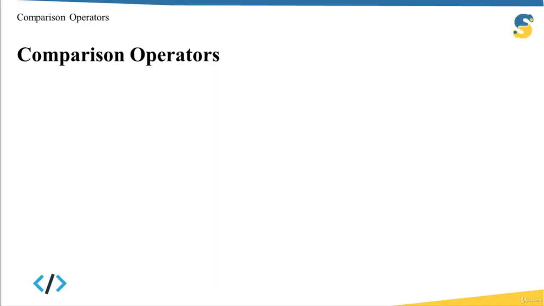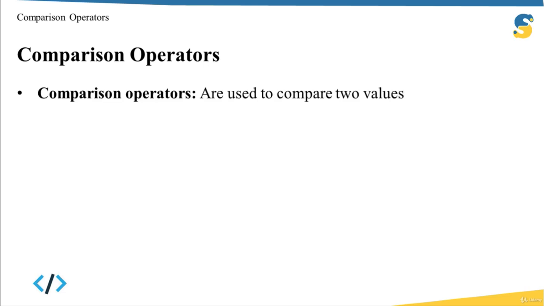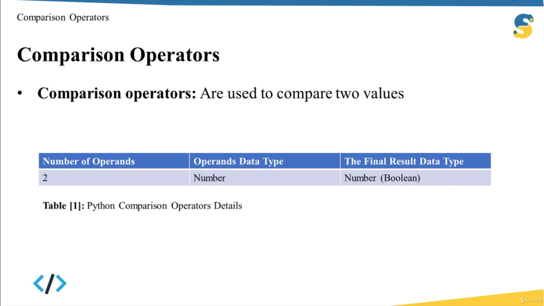First, let's start by defining what comparison operators are. From the name, we can understand that these operators are used mainly to compare two values. In order to understand how these operators work, let me show you these details. Since the main job of these operators is to compare, they need two operands. As you can see here, the number of operands is 2. And the value data type is number, so both operands should be numbers. Once the operator is executed, the final result is going to be a Boolean, because when I compare two things, the result will be true or false.